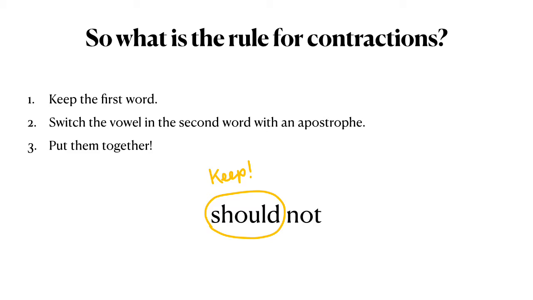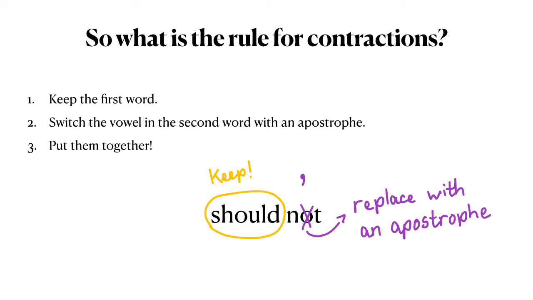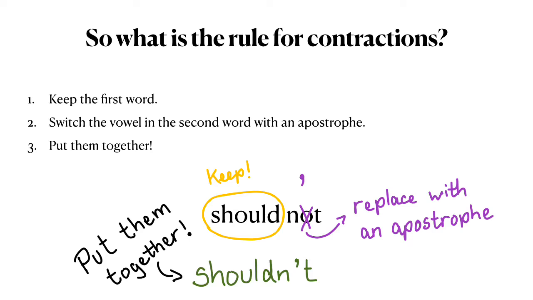So I have should not. So the first thing I'm going to do is keep the first word, should. The second thing I'm going to do is take the vowel out of the second word. I'm going to get rid of that O and replace it with an apostrophe. And lastly, I'm going to put them together. So should not becomes shouldn't.